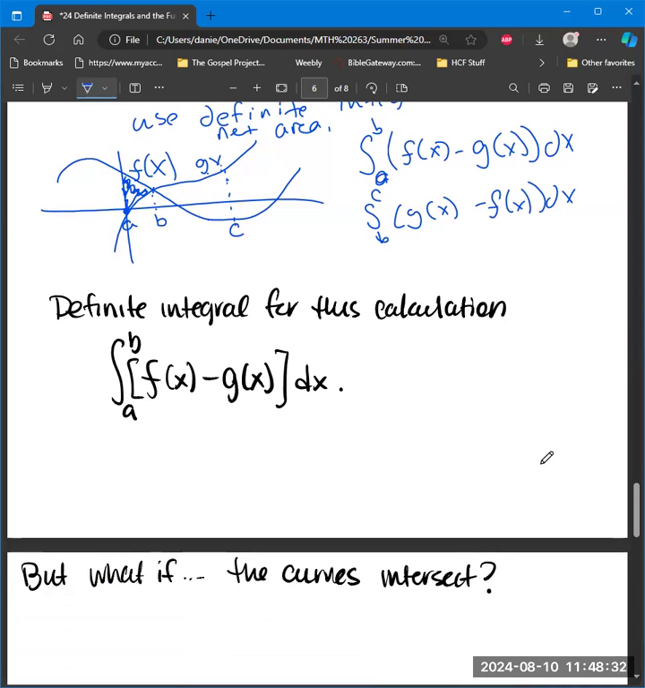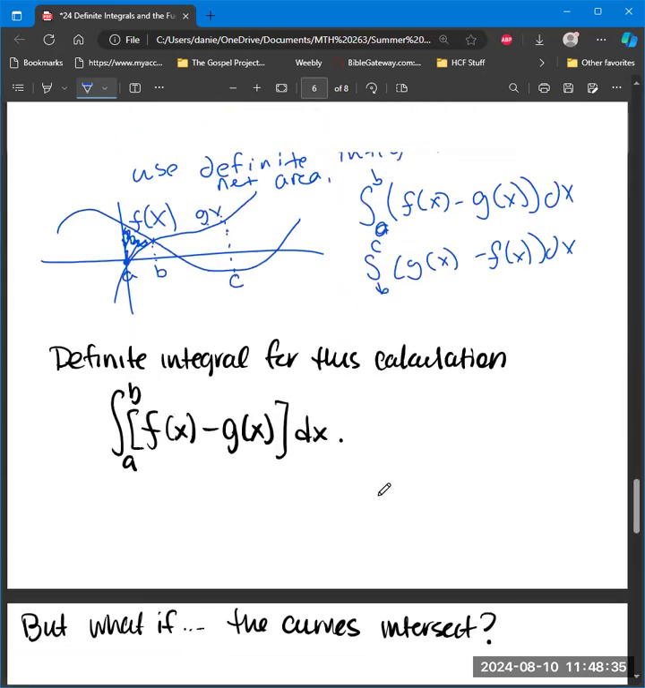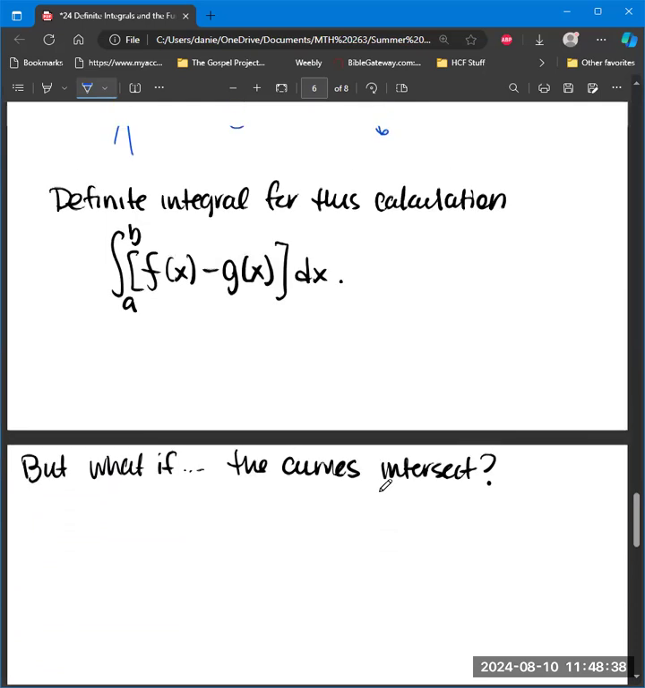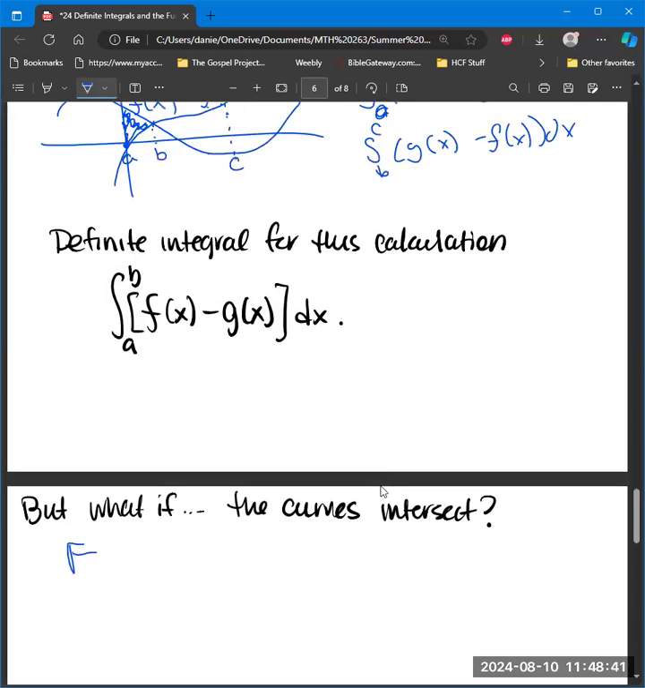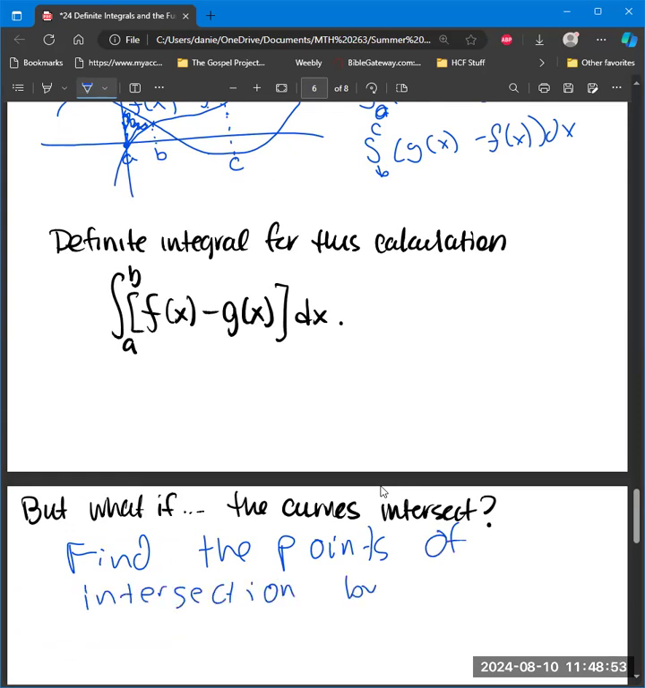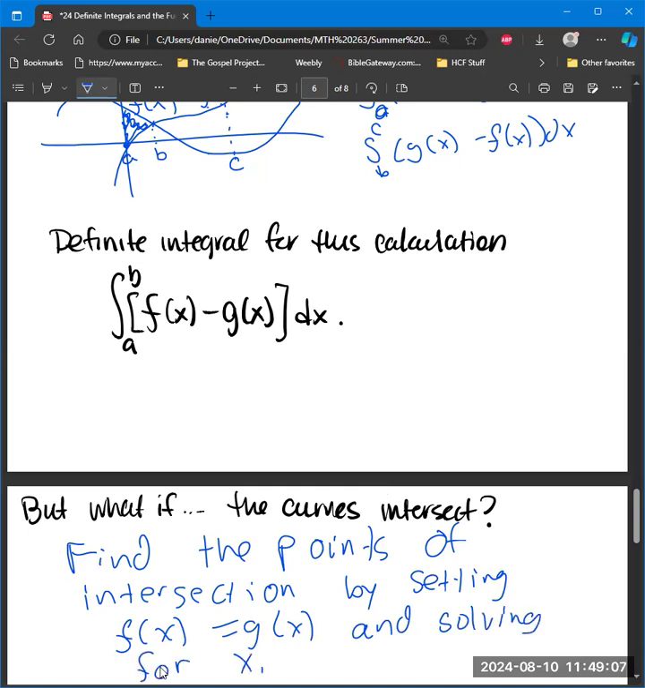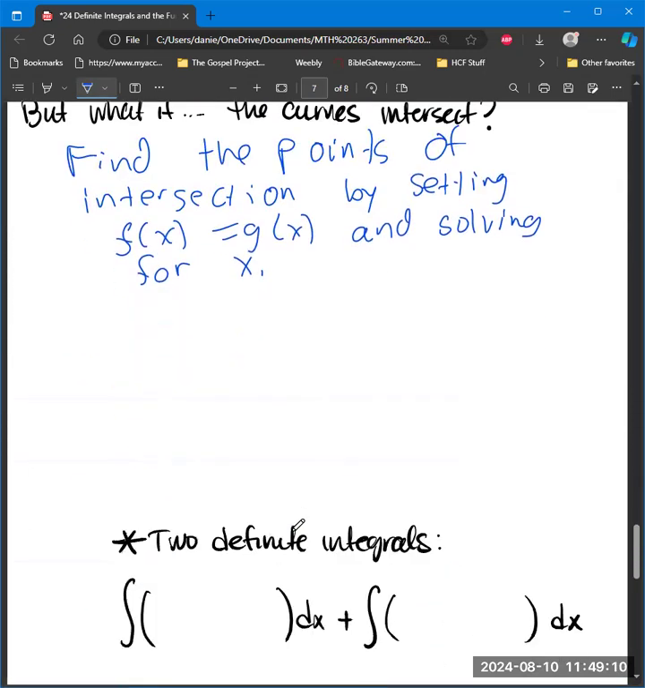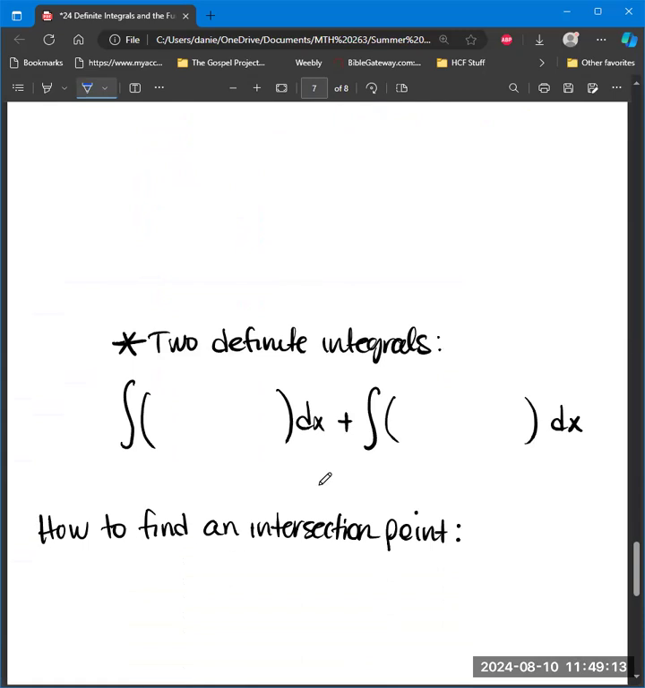So what if the curves intersect? And I showed that. You find the points of intersection by setting f of x equal to g of x and solving for x. They may intersect more than one time.